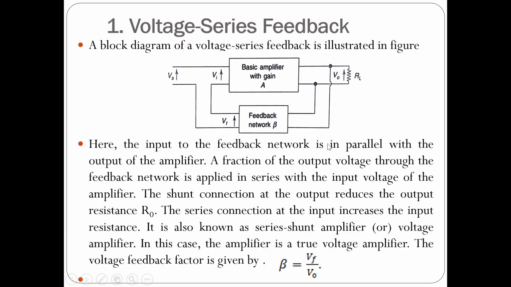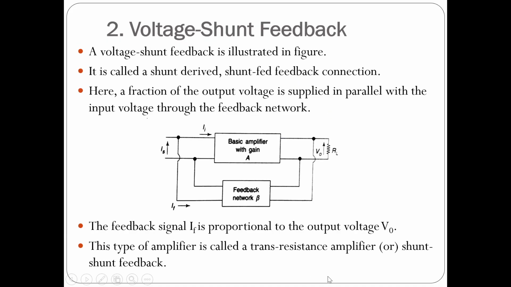The input to the feedback network is in parallel with the output of the amplifier. A fraction of the output voltage through the feedback network is applied in series with the input voltage of the amplifier. The shunt connection at the output reduces the output resistance Ro. The series connection at the input increases the input resistance. This is also known as a series-shunt amplifier. So beta is equal to Vf divided by Vo.